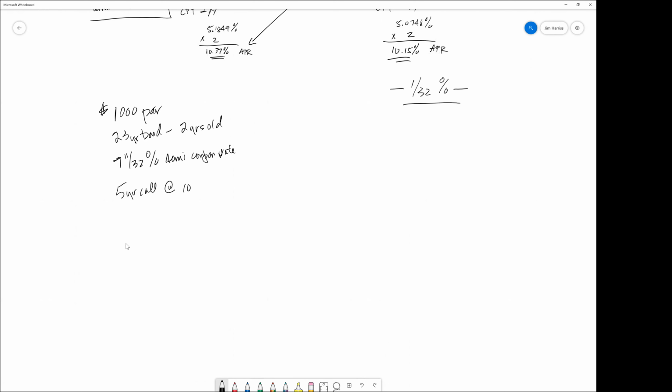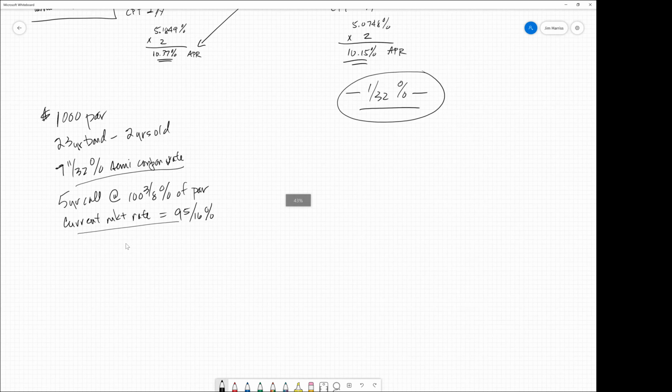at 103/8% of par, okay? And the current market rate is, say, 9 5/16%. All right? Okay, first things first. The coupon rate is going to be less than the current market rate. So you know you've got a discount bond, okay? All right. So here we go.